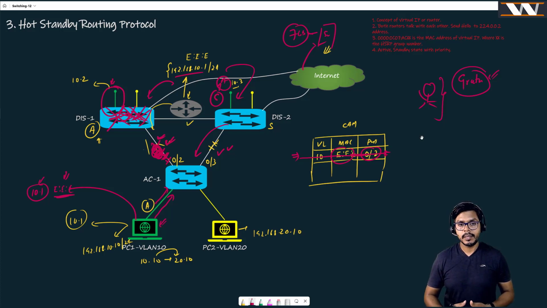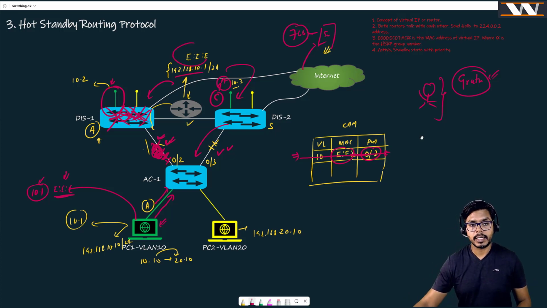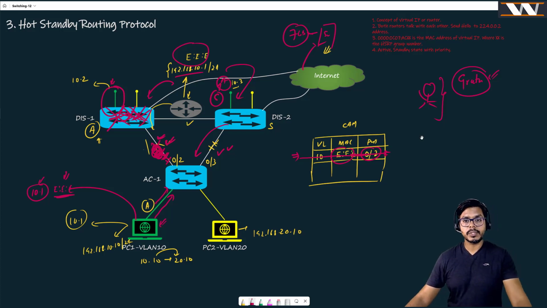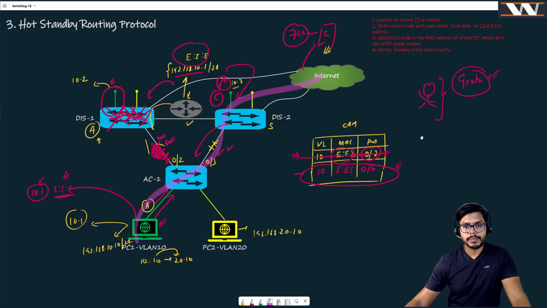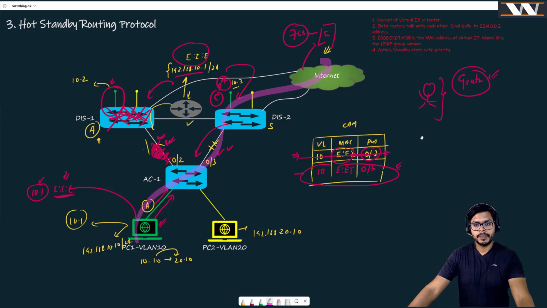Why do we use it? To let everybody know that I am 10.1 and here is my MAC address, which is E.E.E. So whenever the standby router takes the active role, it is going to send the gratuitous ARP. And that is why the switch will have another entry, 10.1 with MAC E.E.E., learned over the 0/3 interface. The switch is going to always trust the recent entry. Then there shouldn't be any problem with respect to this traffic flow. As simple as that, right?